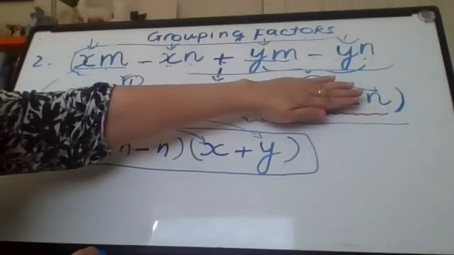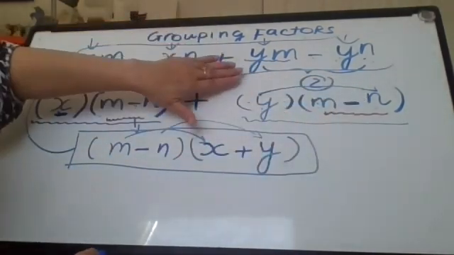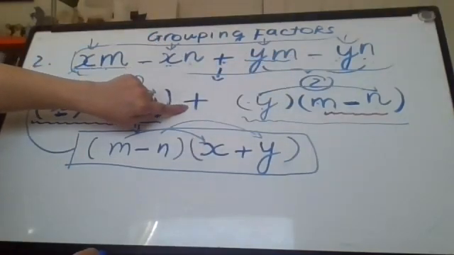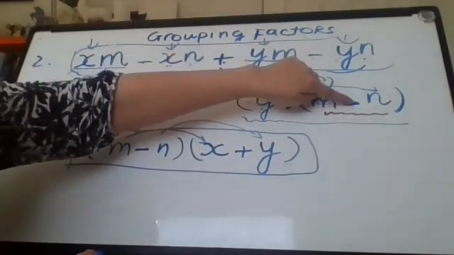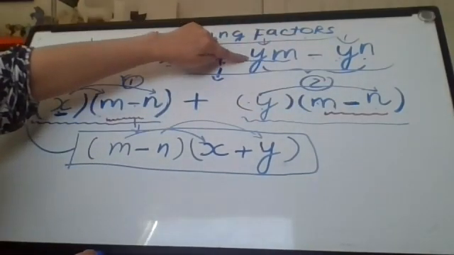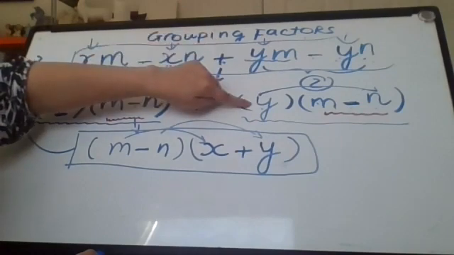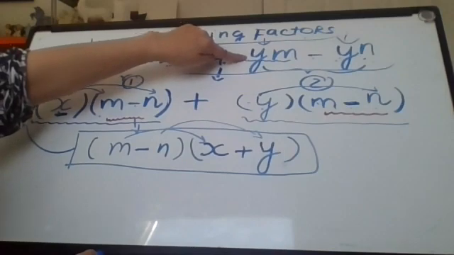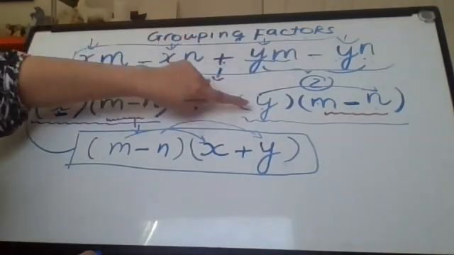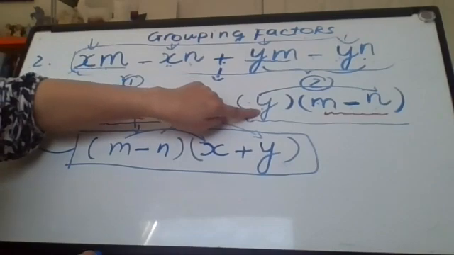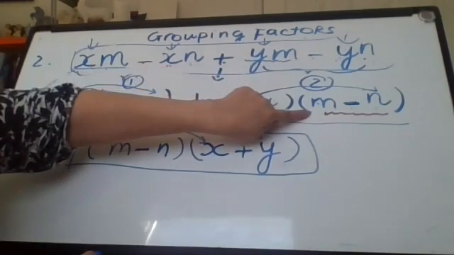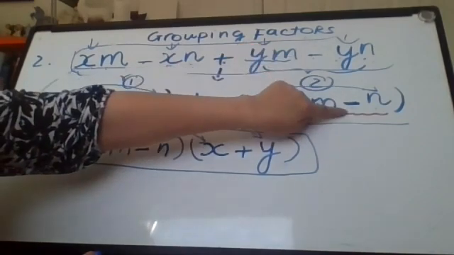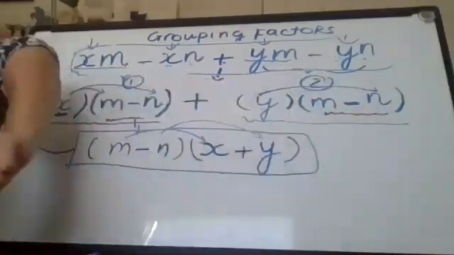I'm going to do the same for the second group. Now I look at the second group. I copy down the sign between them first, right? I break into 2 brackets. I'm going to look for the common factor and put it in the first bracket. And the common factor in here is the letter Y, Y and Y, right? So I pull it out and I put it in here. What is left over goes in the second bracket, which is the letter M, minus, the N goes down here.